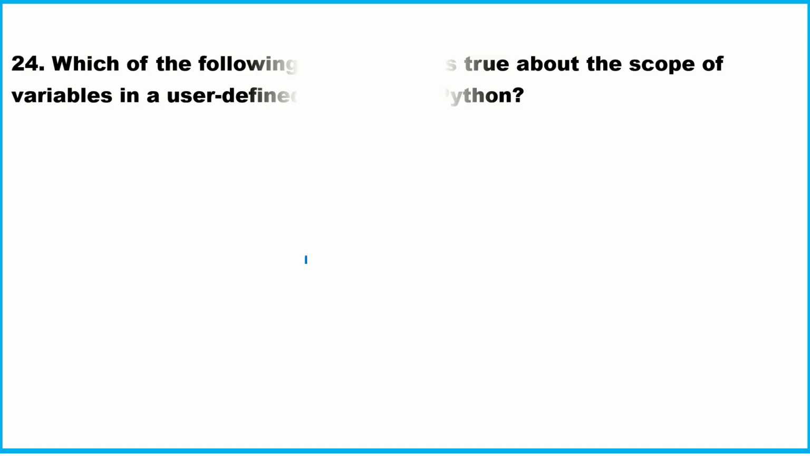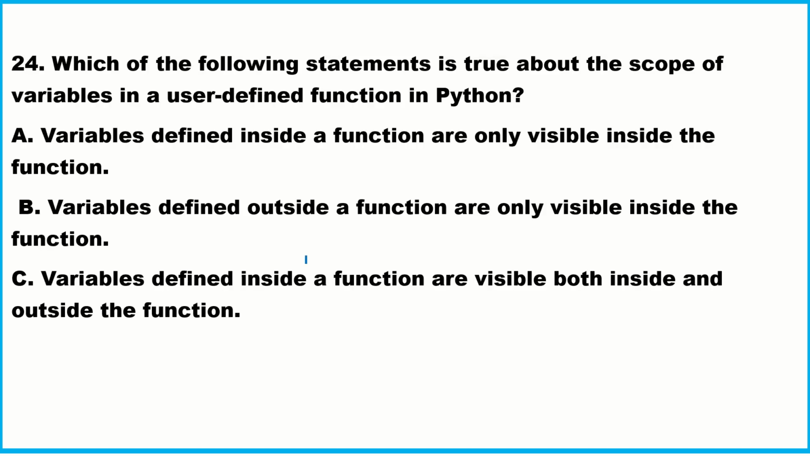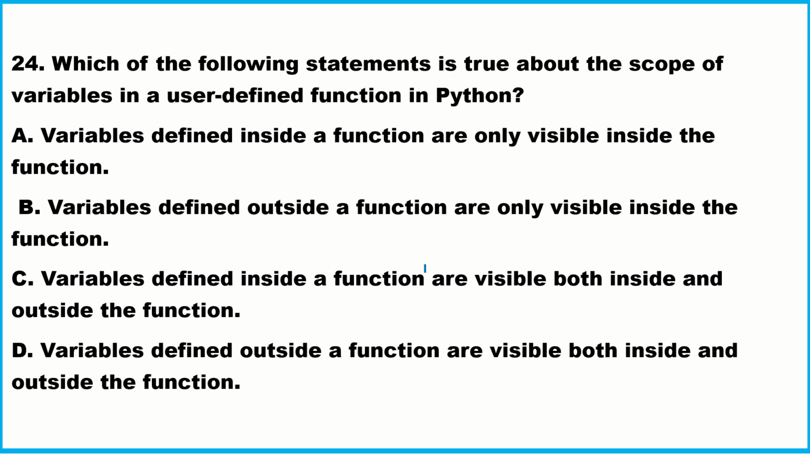Which of the following statements is true about the scope of a variable in a user-defined function in Python? Variables defined inside a function are only visible inside that function. This is true, and they are said to have a local scope, because they are created when the function is called and destroyed when the function returns.